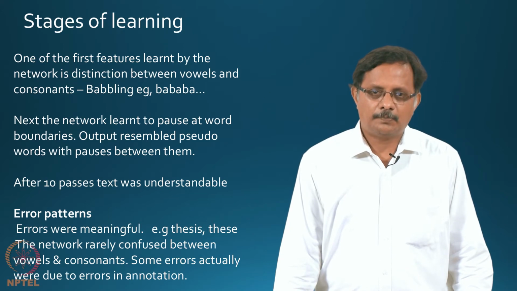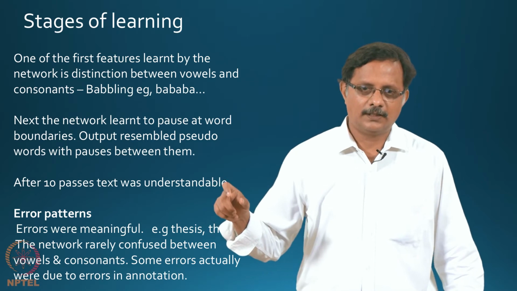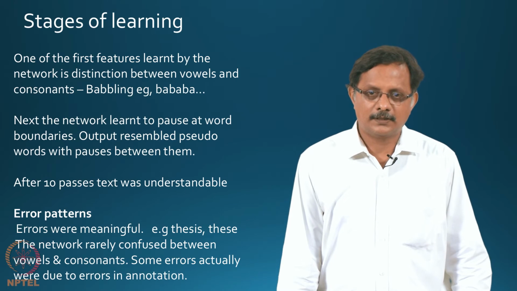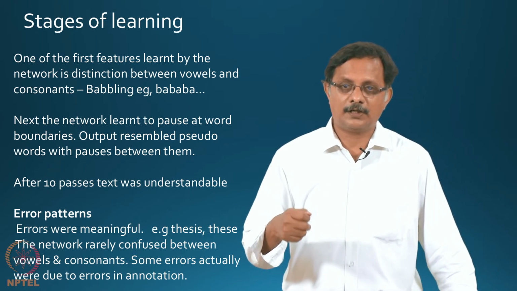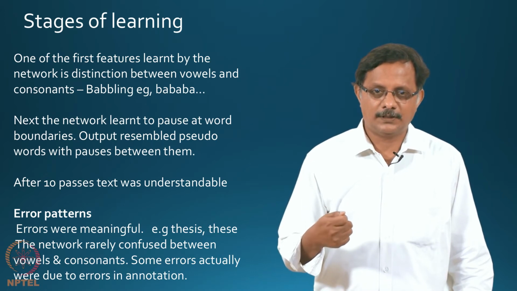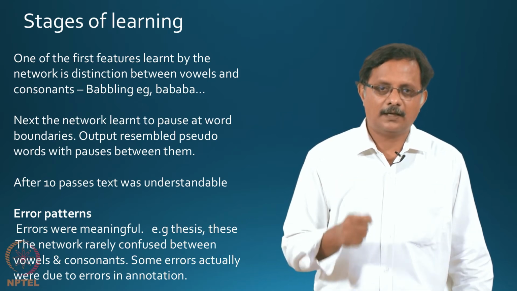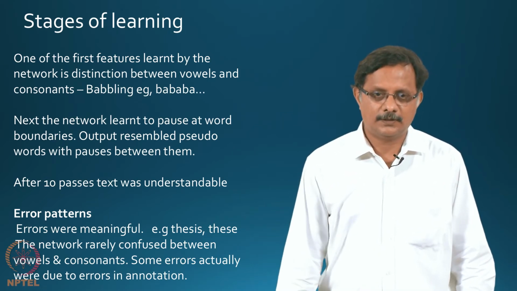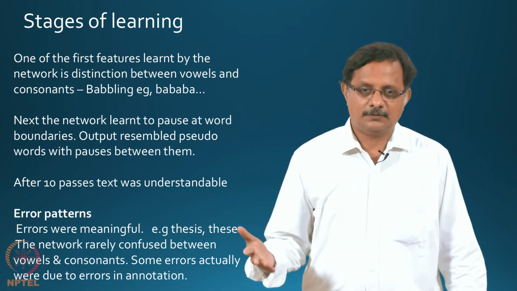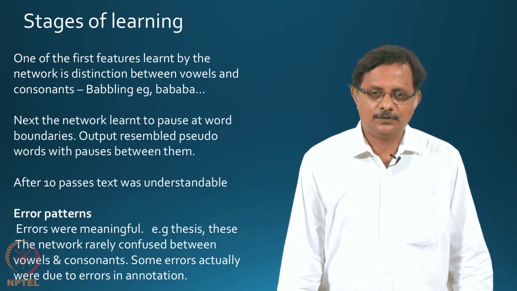Next, the network learned to pause at word boundaries. Initially it was producing these continuous strings of sounds, whereas after some training, the network learned to pause at word boundaries, and word boundaries are denoted by blank spaces. So, it looked as if the network is producing random words or pseudo words when a word is given, but it had learned to pause between those pseudo words. After about 10 passes, the network's speech was understandable. You could make sense out of what the network is saying, and this looks a lot like how children would learn to speak.